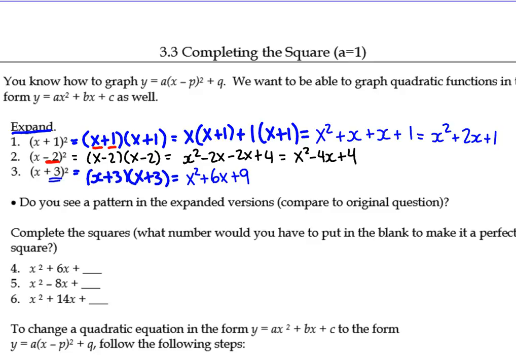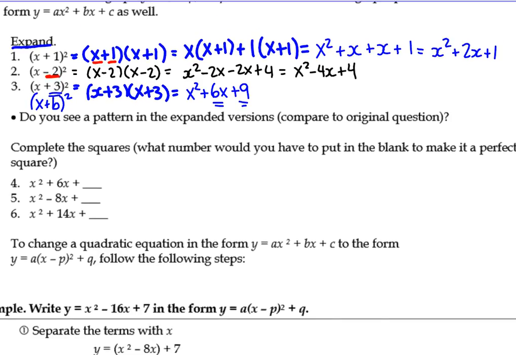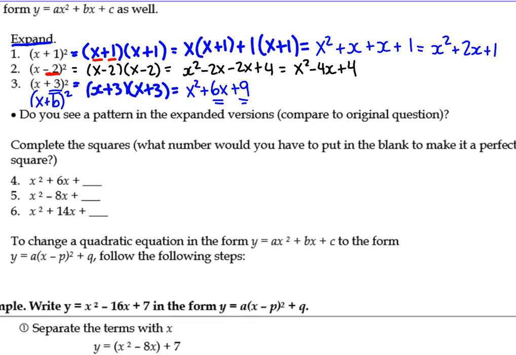That x plus 3, we have this as x plus b squared. This b would be just doubled to get our middle term, and it would be squared to get the last term. So if we use that knowledge, let's go and complete these squares. So let's work a little bit backwards.